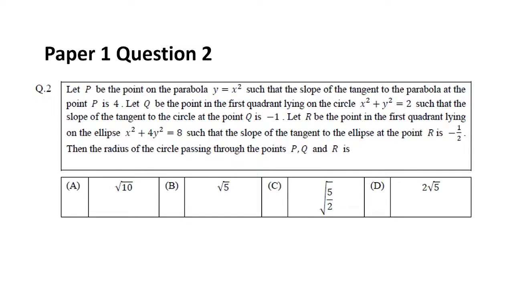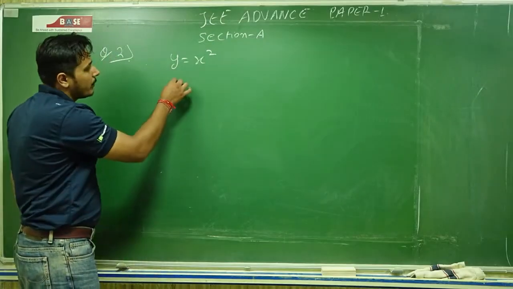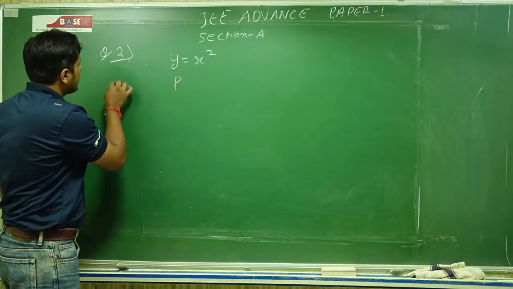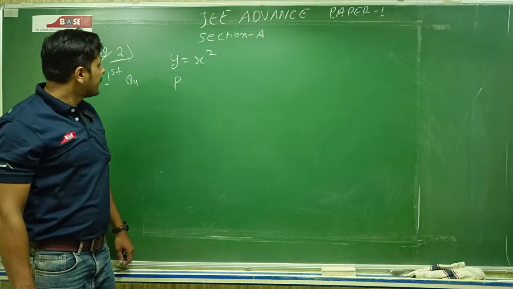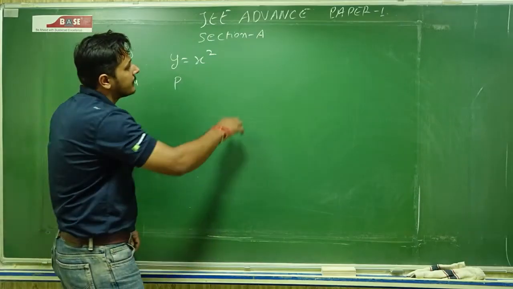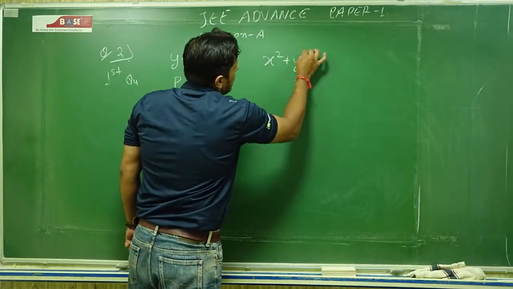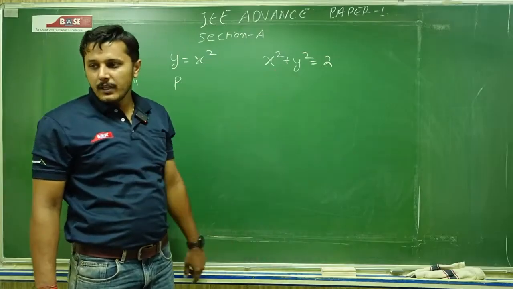Again it's a question from coordinate geometry. Three curves are given to us. The first curve is y is equal to x square. It's an upward opening parabola. A point P on this, everywhere the point is in the first quadrant. The second curve is a circle centered at origin, x square plus y square is equal to 2, centered at origin with radius root 2.